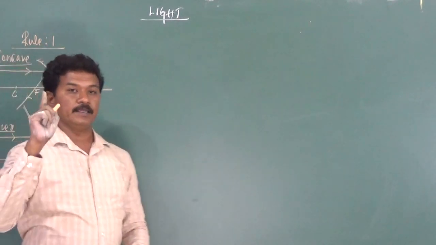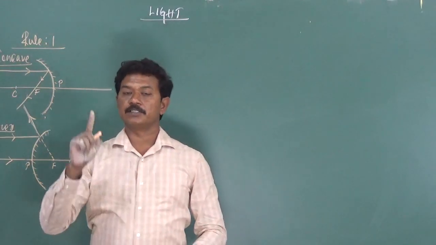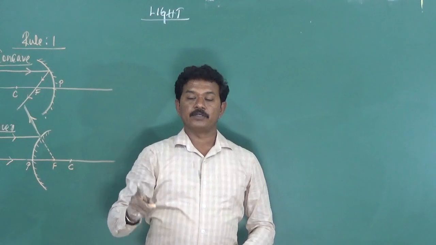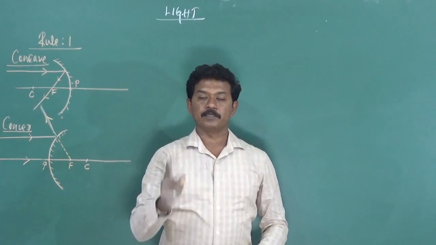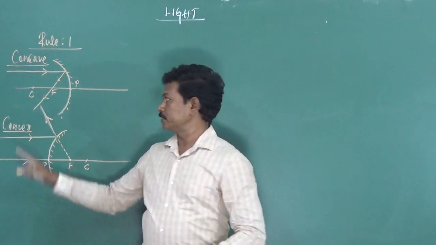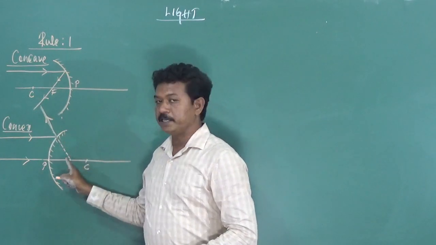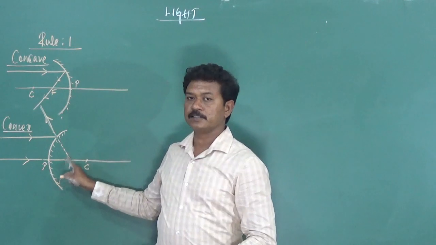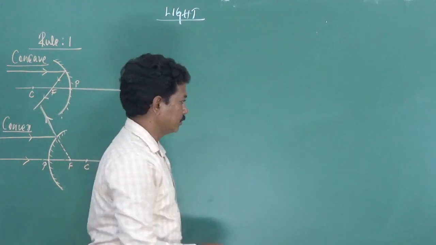Once again, any light ray for both the mirrors which is travelling parallel to the principal axis, after reflection, 100% passes through the principal focus. In the convex mirror case, it appears as though it passes through the principal focus. Let us go with rule 2.